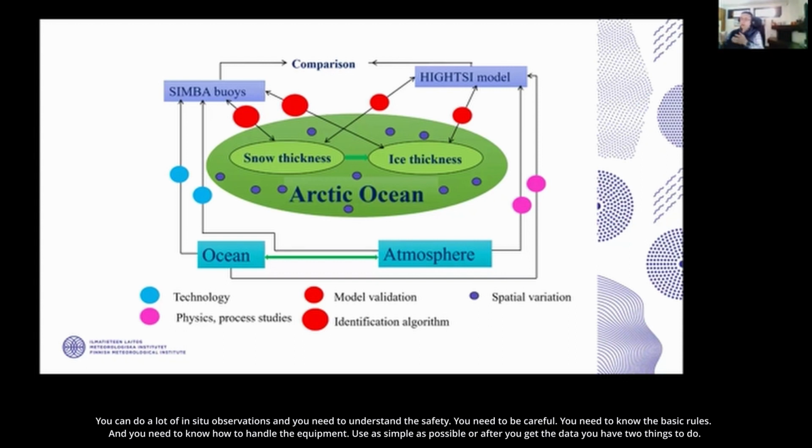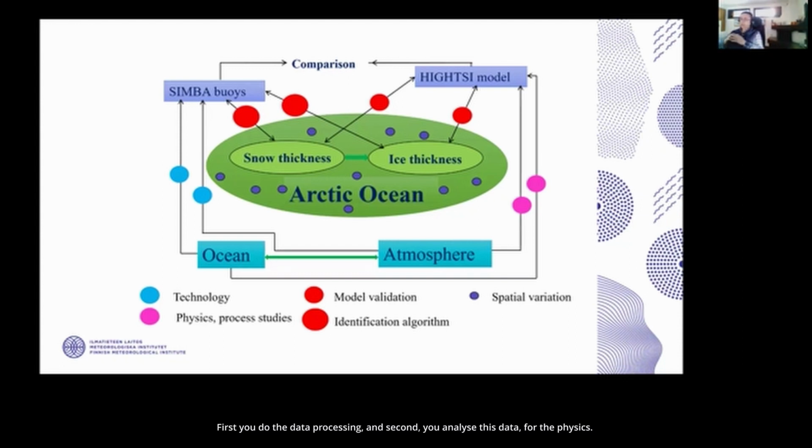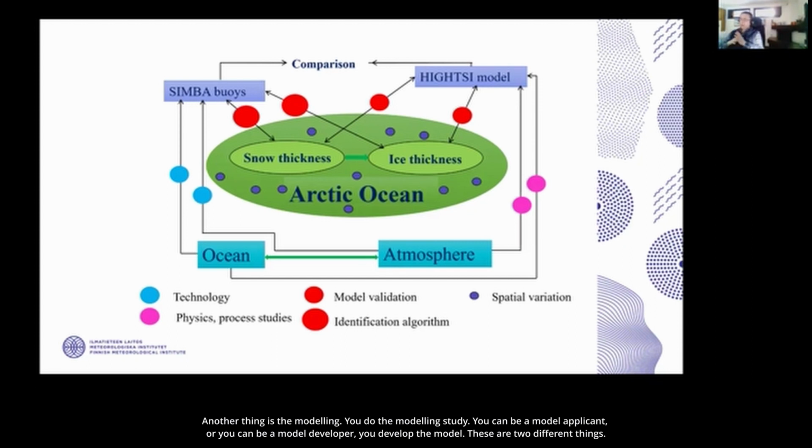After you get the data, you have two things to do. First, you do the data processing, and second, you analyze the data for the physics. Another thing is the modeling. You do a modeling study, and you can be a model applicant, you use the model, or you can be a model developer, you develop a model. So these are two different things.